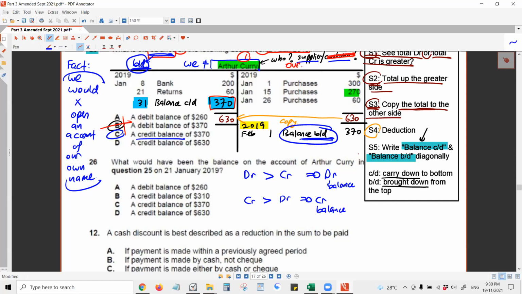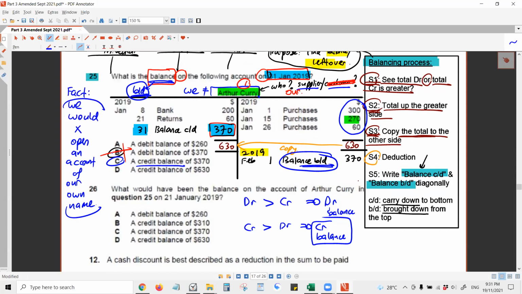So you see, total credit is greater, right? Just now we found that. Therefore, it's a credit balance. Therefore answer is C. Okay, I get the idea. Must remember, balance means balance BD. And another way of determining whether you have a debit or credit balance is to see which side is greater.